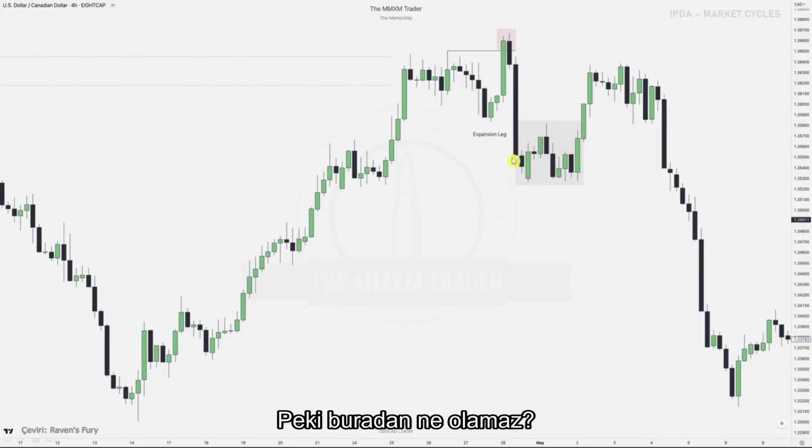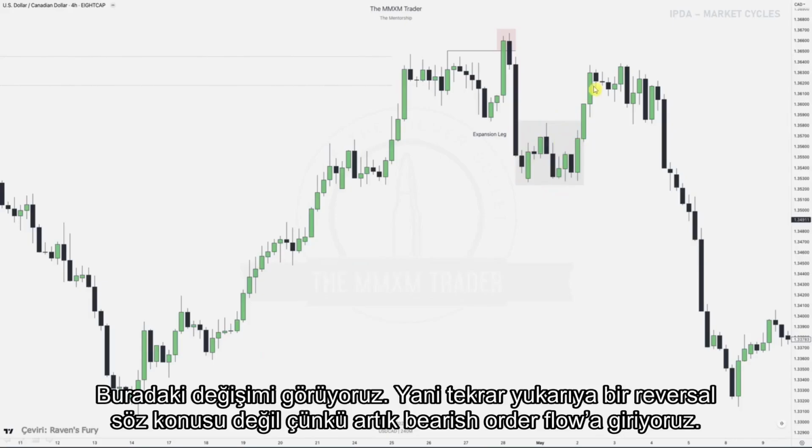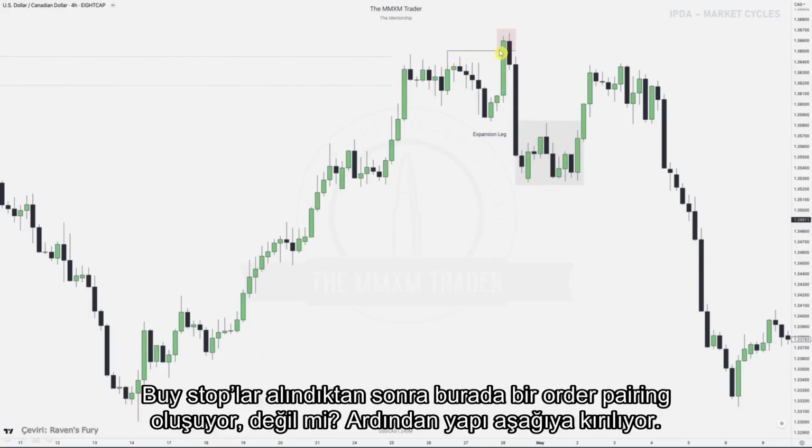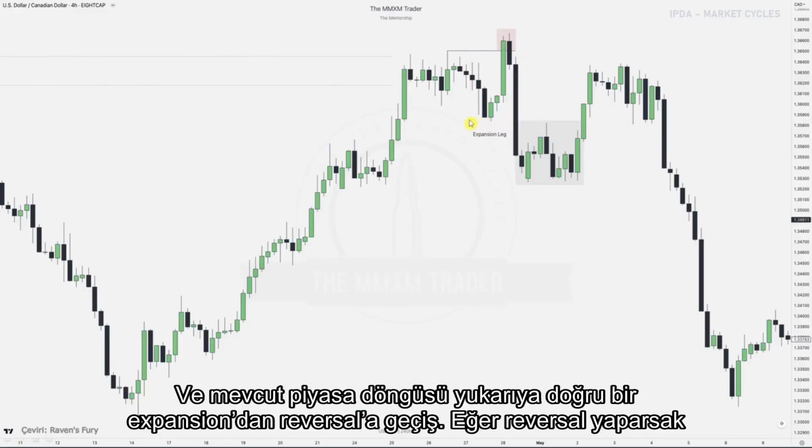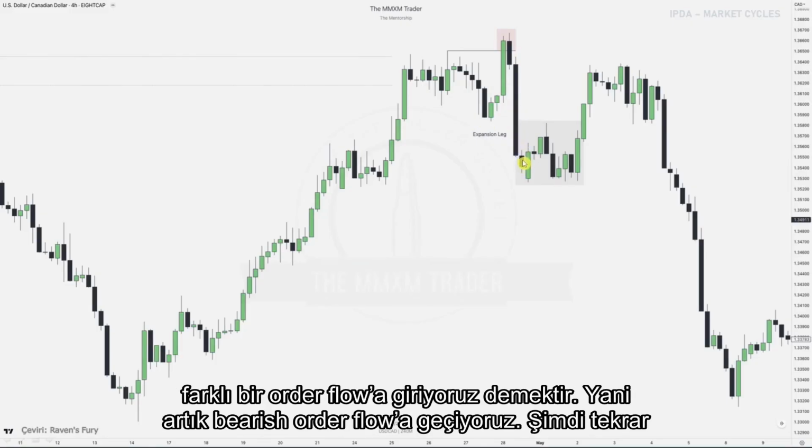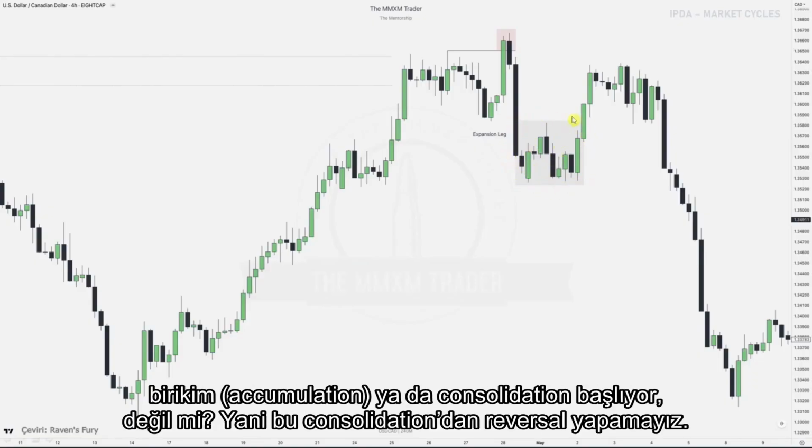So what cannot happen from here? We cannot reverse up, right? Because we're going into bearish order flow after raiding buy stops. We have thus that order pairing up here, right? Breaking structure lower, and the current market cycle is expansion higher into a reversal. If you reverse, you're going into a different order flow. So we're going into bearish order flow. Now we're starting to accumulate or consolidate once again, right? So we cannot reverse from this consolidation.